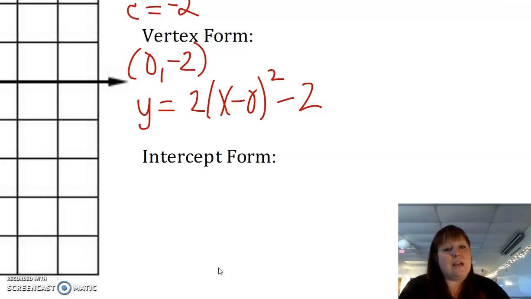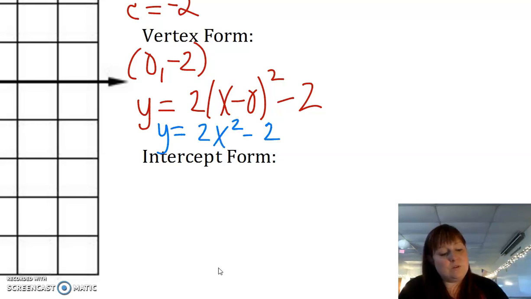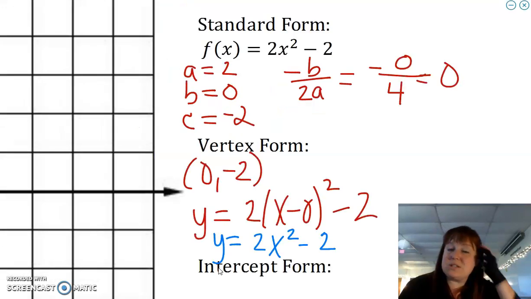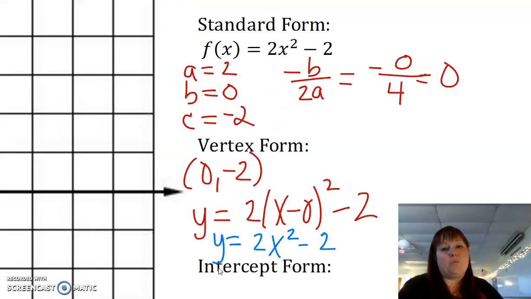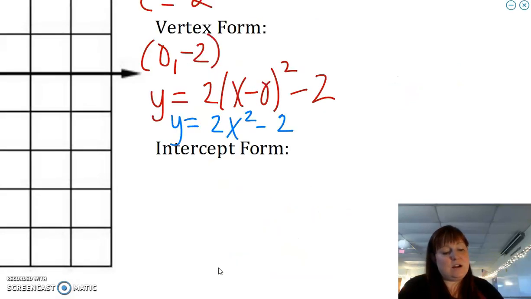And that's it. You don't even need that 0 in there, so you can say y equals 2x squared minus 2, which happens to also be our standard form, which is kind of tricky. This tells us that the x-coordinate of our vertex is 0, and the y-coordinate of our vertex is negative 2.